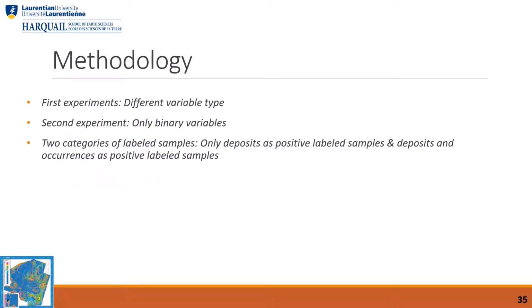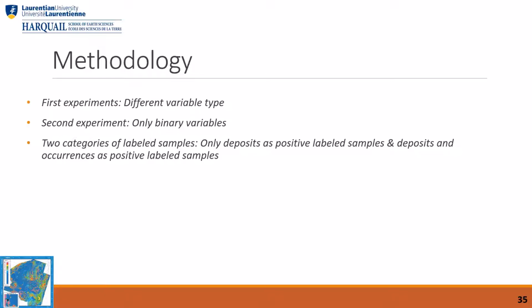As I mentioned, we have conducted 2 experiments with different types of evidence layers. The first experiment was conducted with different types of evidence layers, including binary and also continuous layers. And the second experiment was conducted with just binary variables. In both experiments, we have used 2 categories of labeled samples. We know that we have some mineral deposits and some mineral occurrences in our study area. Mineral deposits are those ore bodies that have measured tonnage and grade. But for a majority of occurrences, these measurements are not really available. That's why we have used 2 categories of labeled samples.